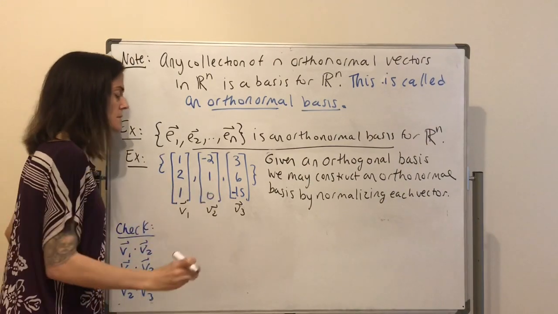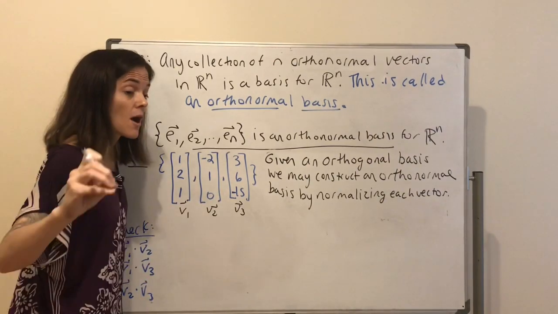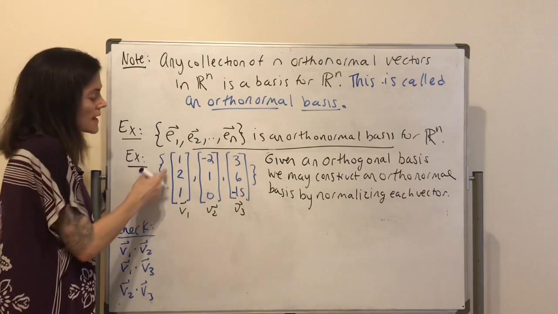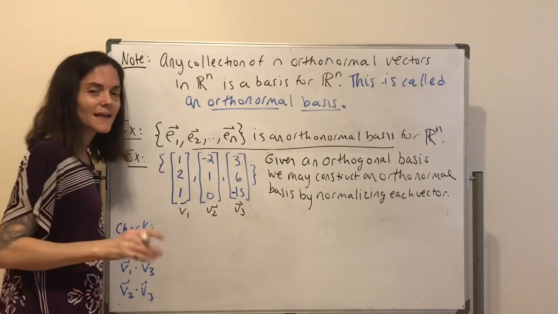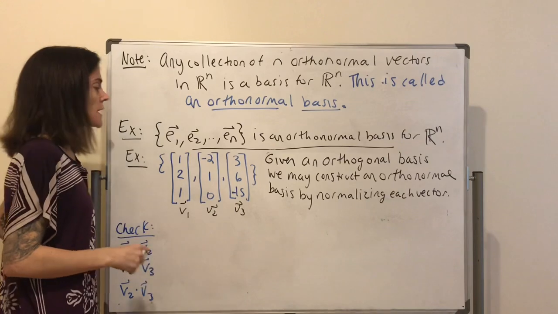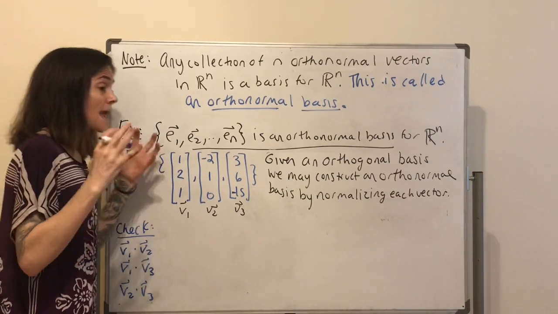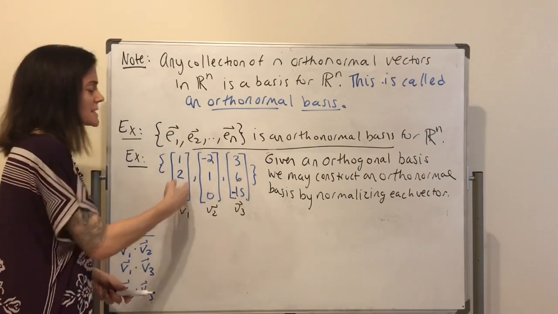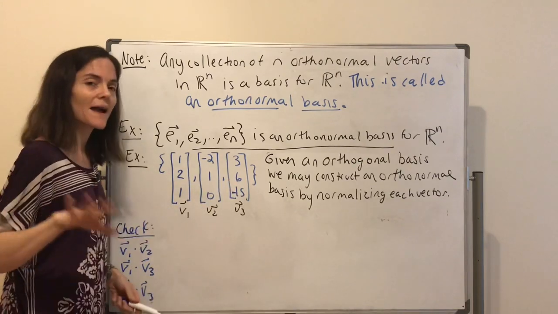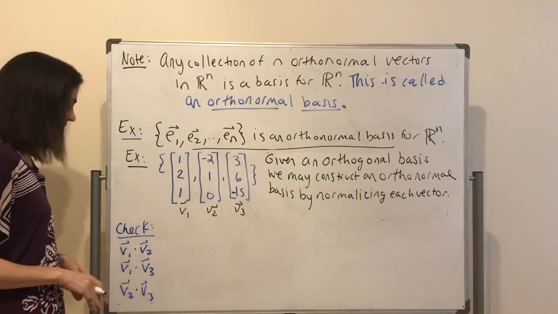And none of them are 0. They're in R3. They are a basis. But you can tell even by looking at V1 that these are not unit vectors. We can make an orthonormal basis by just taking each one and dividing by its length. Okay, that's what we'll do.